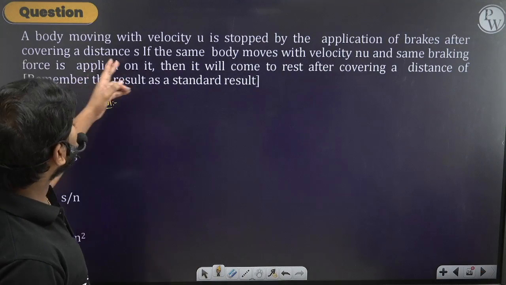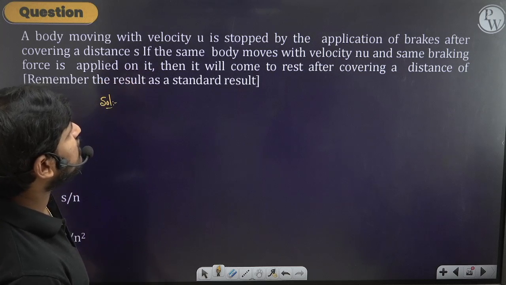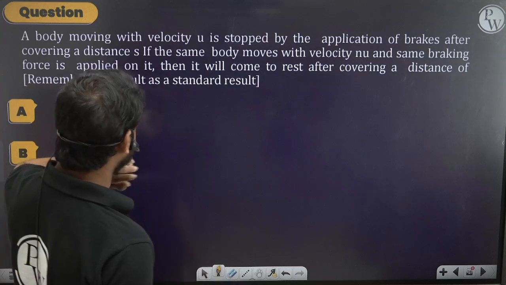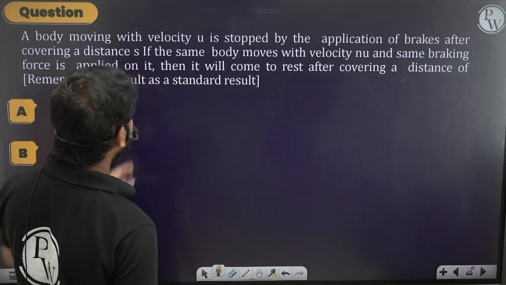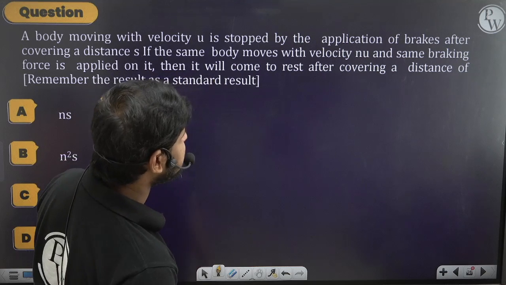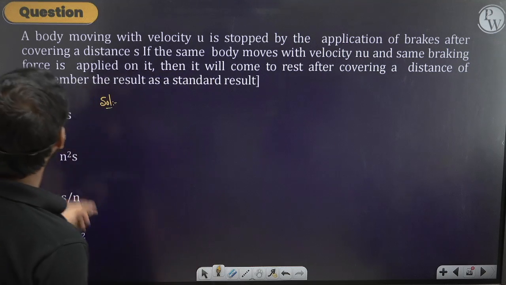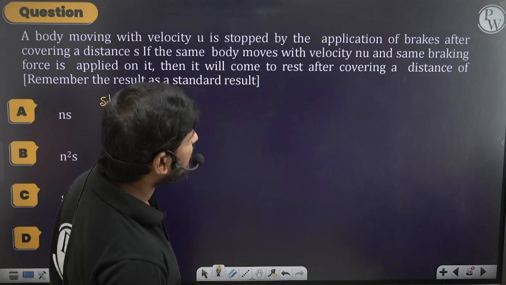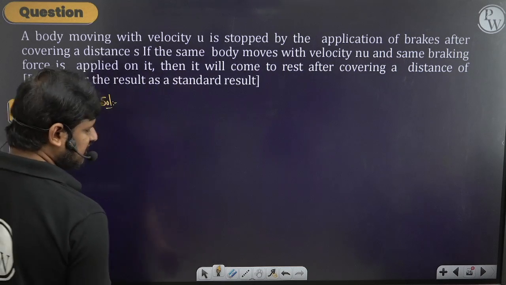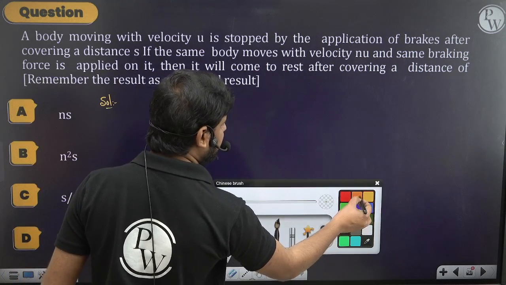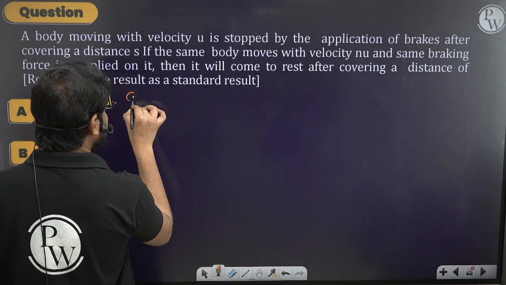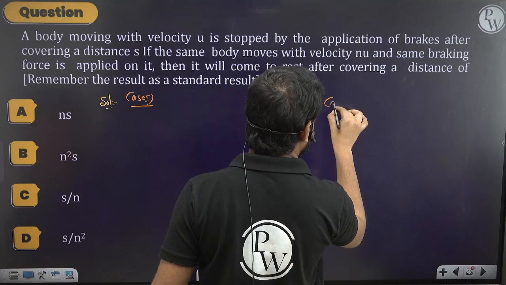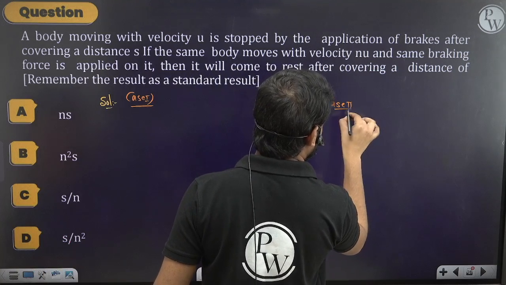A body moving with velocity u is stopped by the application of brakes after covering a distance s. If the same body moves with velocity n times the u and the same braking force is applied on it, then it will come to rest after covering a distance. Here two cases we have to take: case 1, and case 2. Understand the question properly.